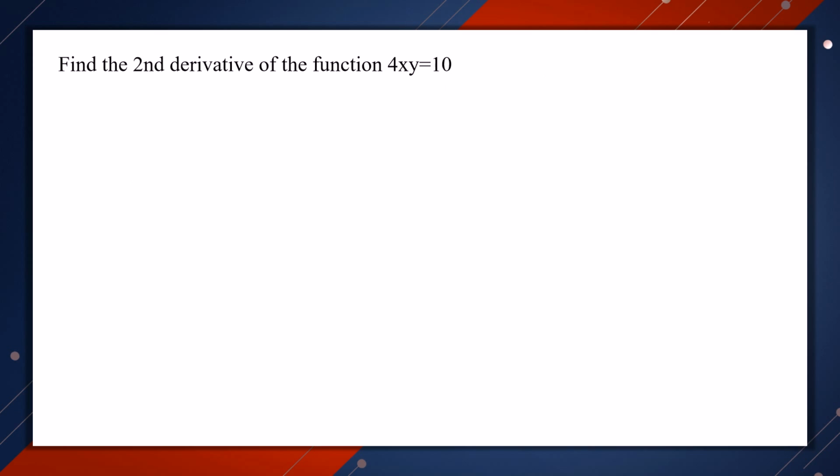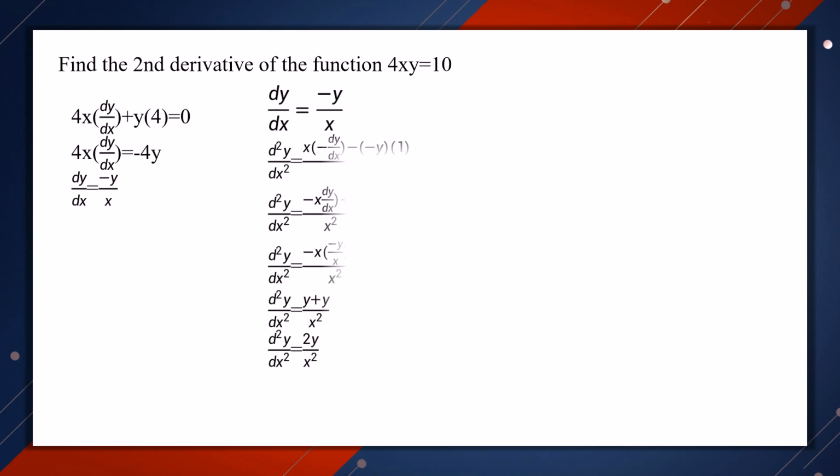Then find the second derivative of the function. The example is 4 times x times y equal to 10. Firstly, 4x times dy over dx plus y times 4 is equal to 0. 4x times dy over dx equal to negative 4y. dy over dx equal to negative y over x.